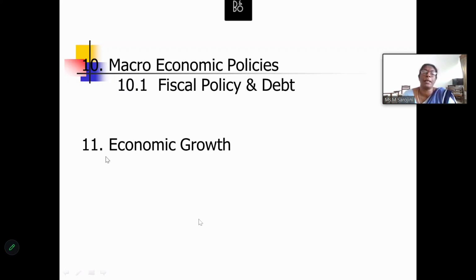And finally, we have to discuss the economic growth. Under economic growth, there are so many theories of economic growth. Here we concentrate on what is economic growth and the determinants of economic growth. Also the Harrod-Domar economic growth model we have to concentrate on here.